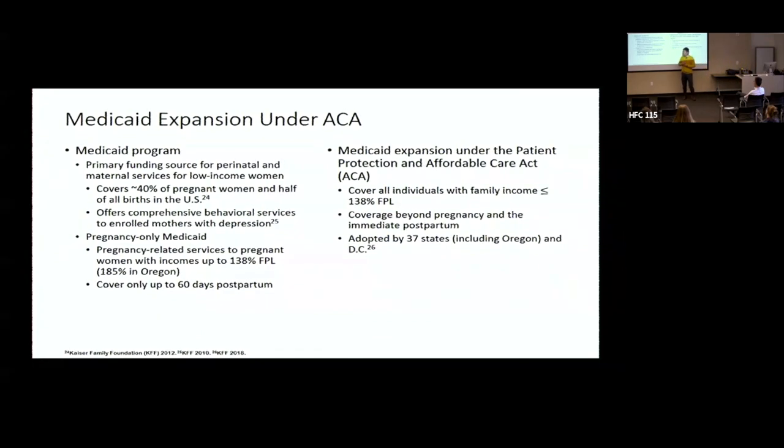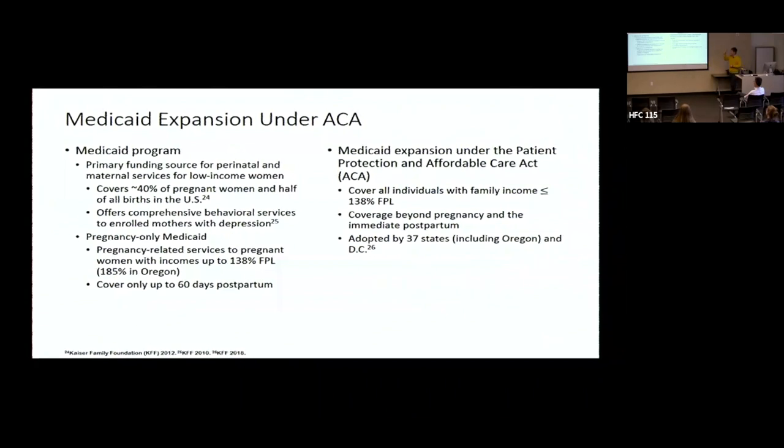Before ACA Medicaid expansion, to receive Medicaid benefits, women must be categorically eligible. And one of the categories related to pregnancy is pregnancy-only Medicaid. However, the problem is that women lose this Medicaid, which covers them only because of the pregnancy, after 60 days of birth, which disrupts the continuity of care and continuity of health insurance coverage.